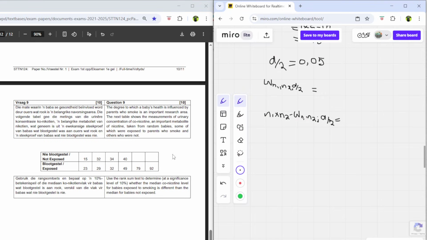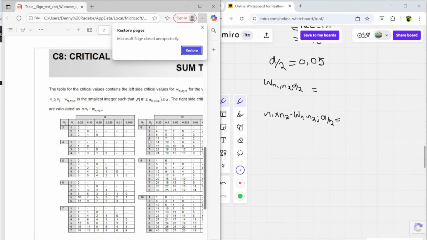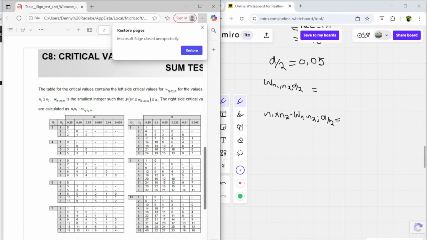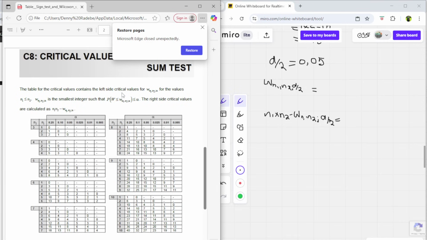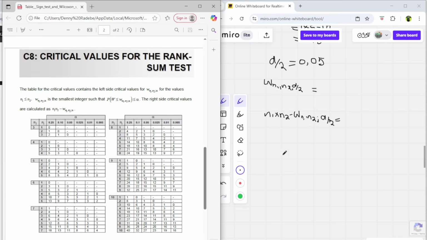There we go. So we need these tables. These tables here. So this is the critical value for the rank sum test. Now the first one says the W of N1, N2, and alpha over 2. Remember alpha over 2 is 0.05. So for the critical value N1, N2, we're going to start with N2 first because that is how the critical values are written here in this table.